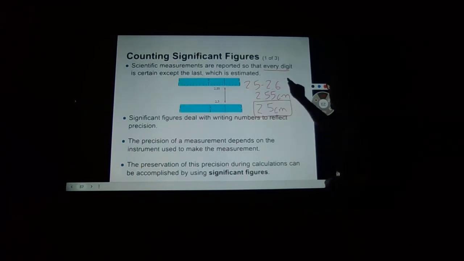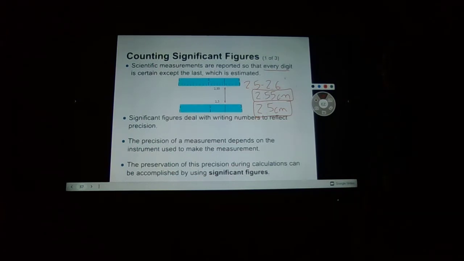As you can see here, there's a significant difference in the accuracy of our measurements based on utilizing different tools. The precision of a measurement depends on the instrument that's used to make the measurement. The more accurate the measurement tool is, the more accurate our results are going to be. And the preservation of this precision during calculations is accomplished using significant figures, which we'll talk about here in just a little bit.